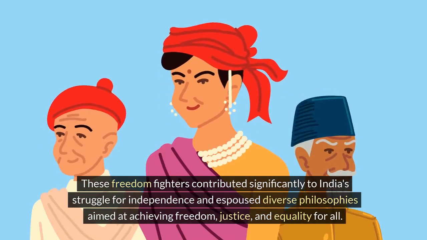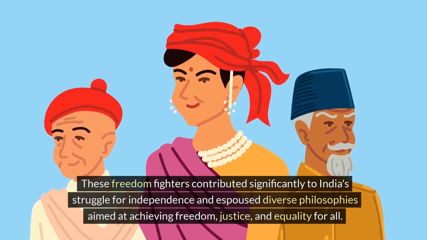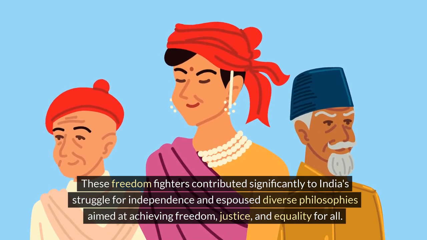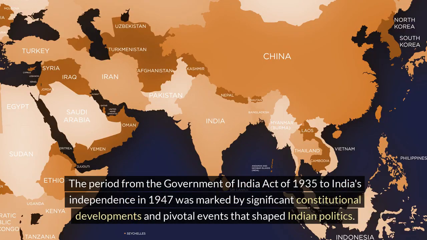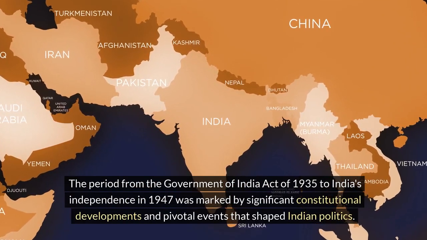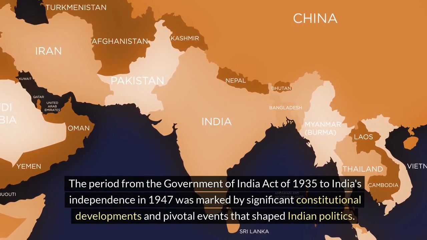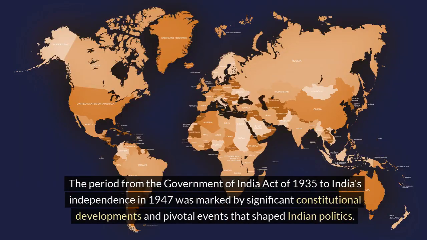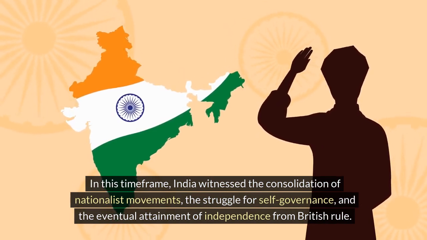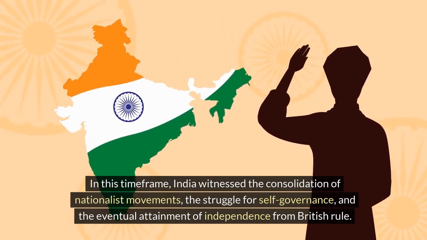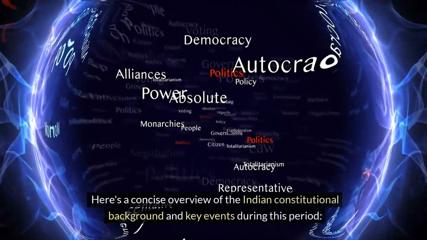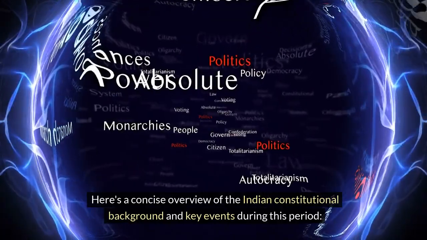These freedom fighters contributed significantly to India's struggle for independence and espoused diverse philosophies aimed at achieving freedom, justice, and equality for all. The period from the Government of India Act of 1935 to India's independence in 1947 was marked by significant constitutional developments and pivotal events that shaped Indian politics. In this time frame, India witnessed the consolidation of nationalist movements, the struggle for self-governance, and the eventual attainment of independence from British rule. Here's a concise overview of the Indian constitutional background and key events during this period.